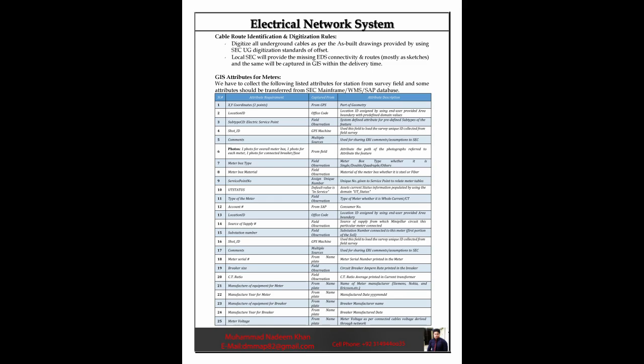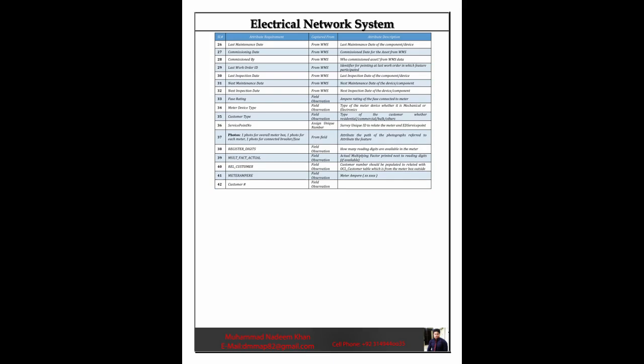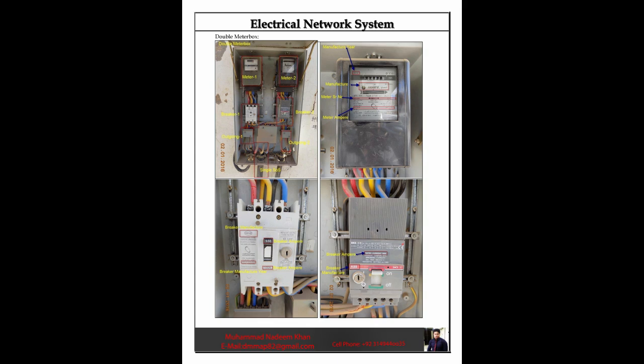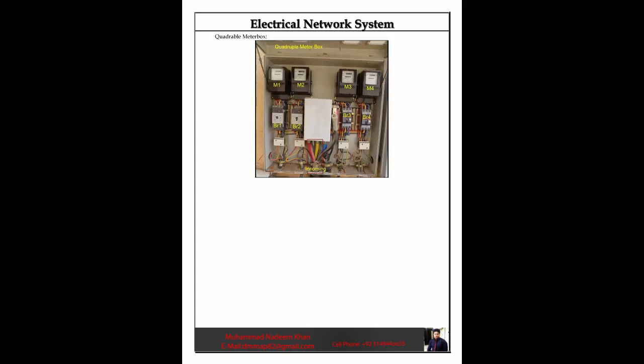GIS attributes for meters. We have to collect the following listed attributes for the station from the survey field, and some attributes should be transferred from the SEC mainframe/WMS/SAP database. Survey photos and attributes collected for meters. Double meter box. Quadruple meter box.